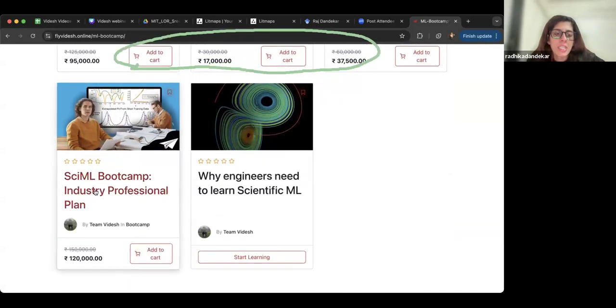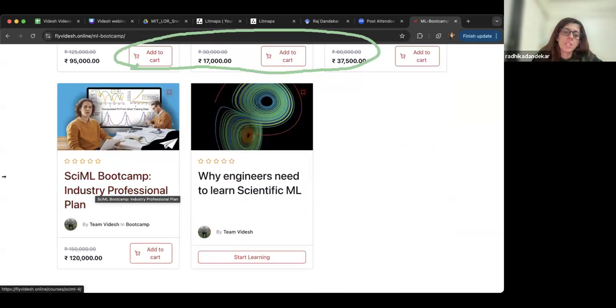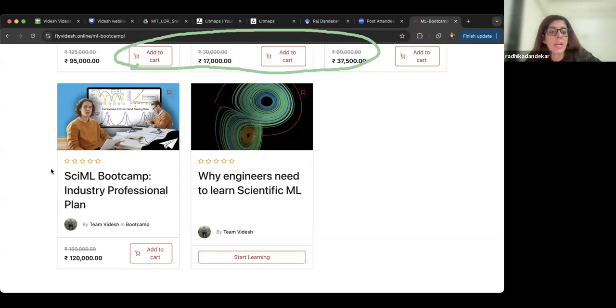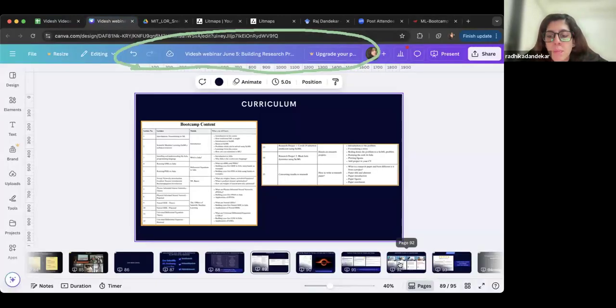The fourth plan caters to industry professionals and is an extension of the researcher plan, in a way that you will be producing a research paper at the end, but the topic selection will pertain a lot to the industry. Okay. So these are the four plans of the scientific machine learning bootcamp.